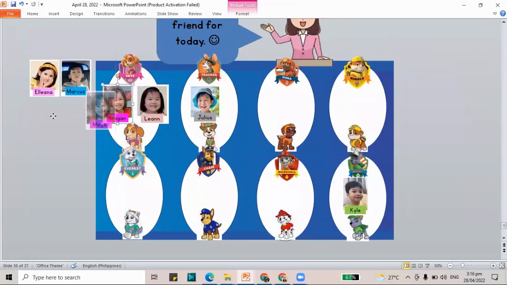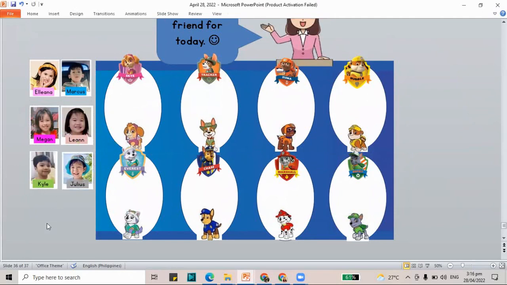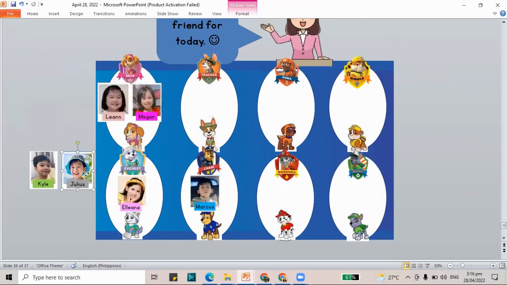And how about we jump to another part of our class that you like very much? You have the sticker friends. Let me fix this first. Let's go back. Where do we put the students? Eliana will go to Everest, Marcus in Chase, Lian in Sky, Megan in Sky, Julius in Tracker, and Kyle in Rocky.